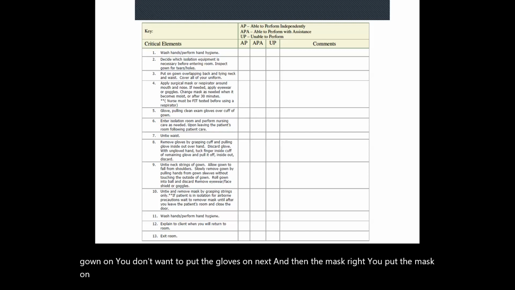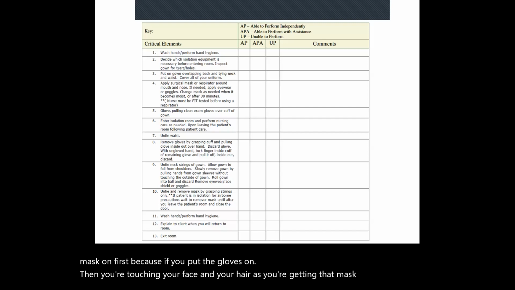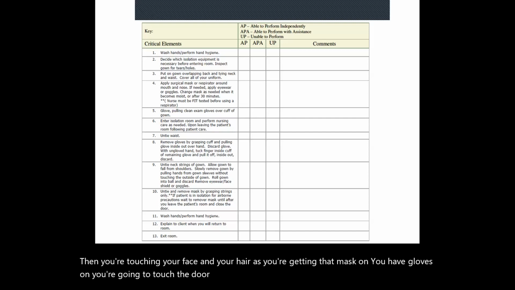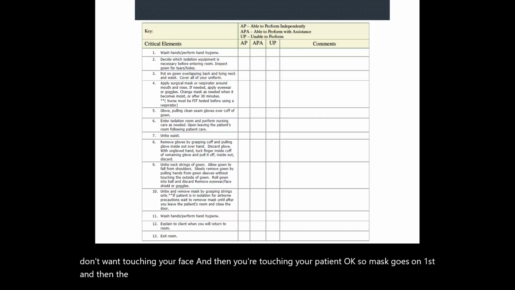So you don't want touching your face and then you're touching your patient. Okay, so mask goes on first and then the gloves. All right. So after you get that surgical mask on, you're going to pull on your gloves, and you want to make sure that the gloves cover the cuff of that isolation gown. Okay. The gloves don't get tucked into the sleeve of the gown. They go over them, right?